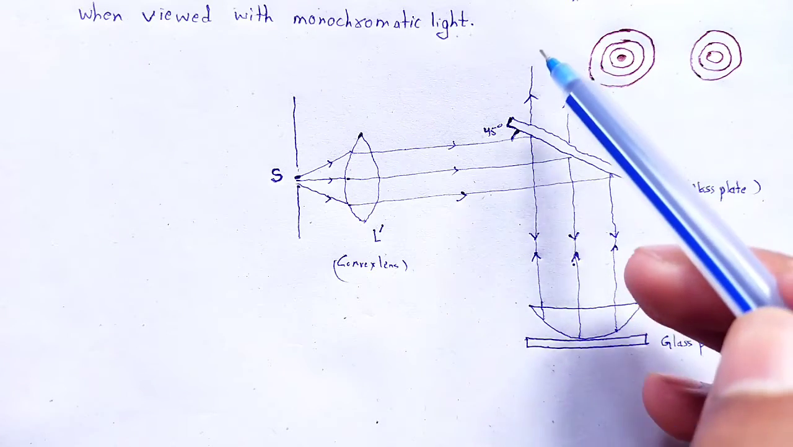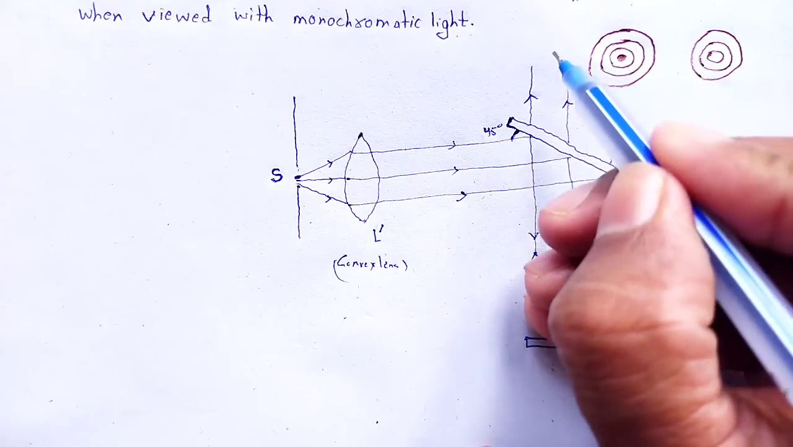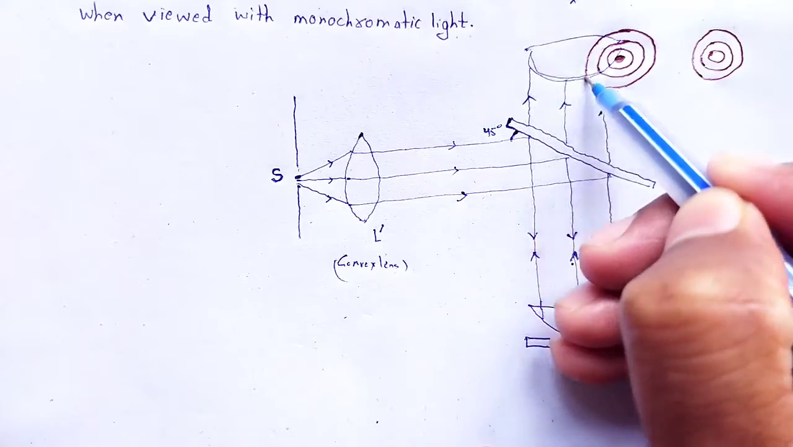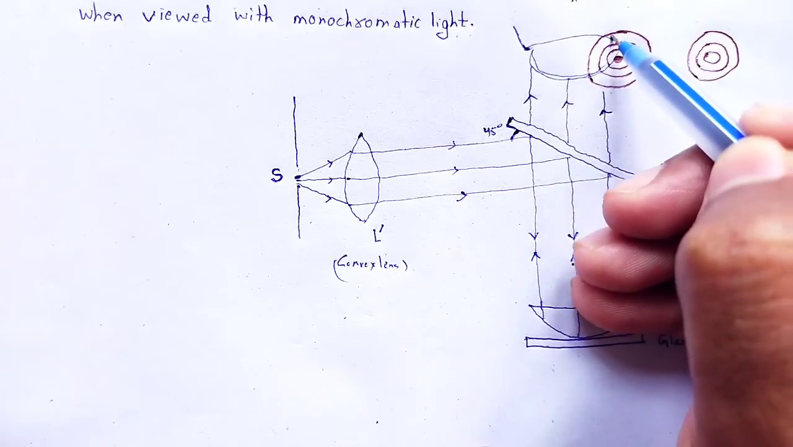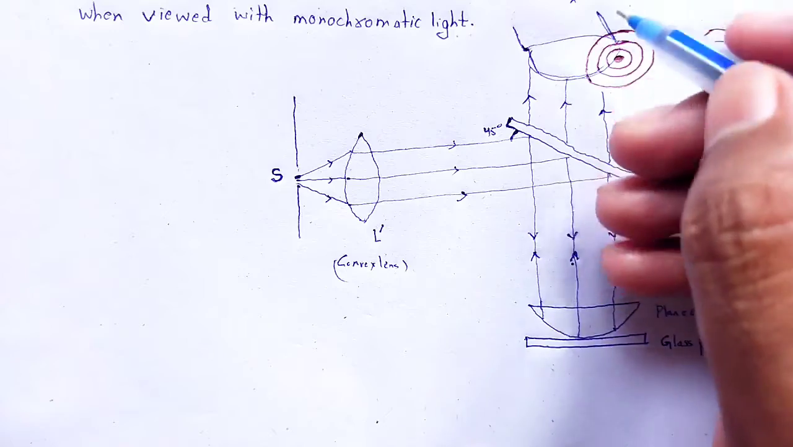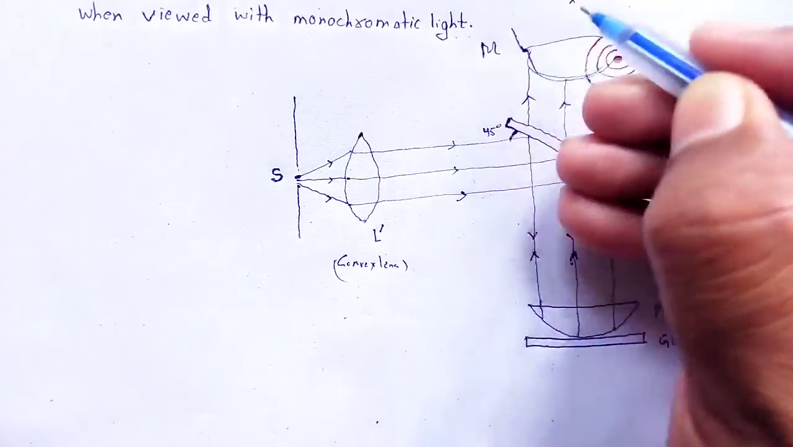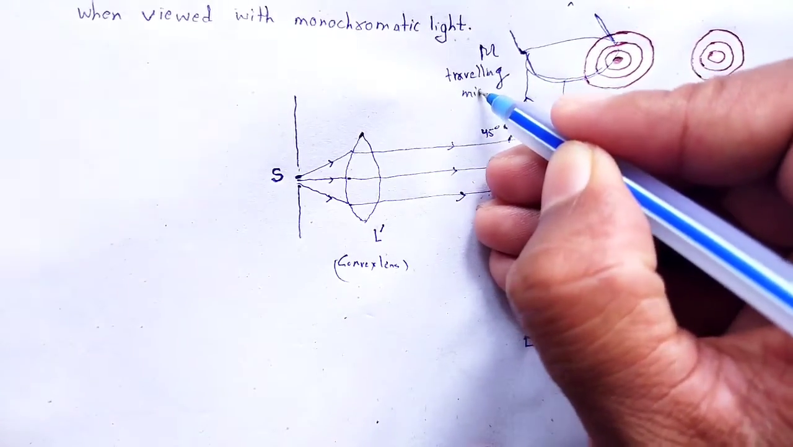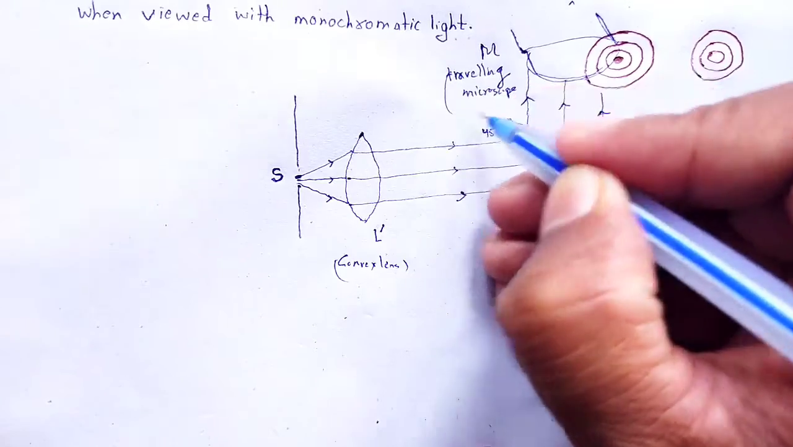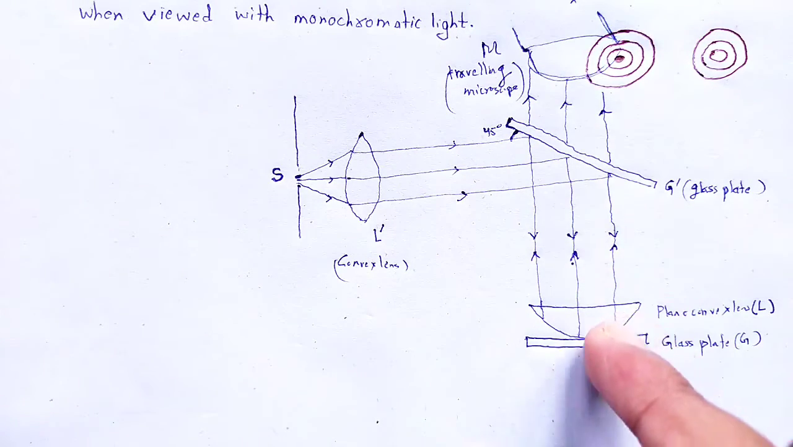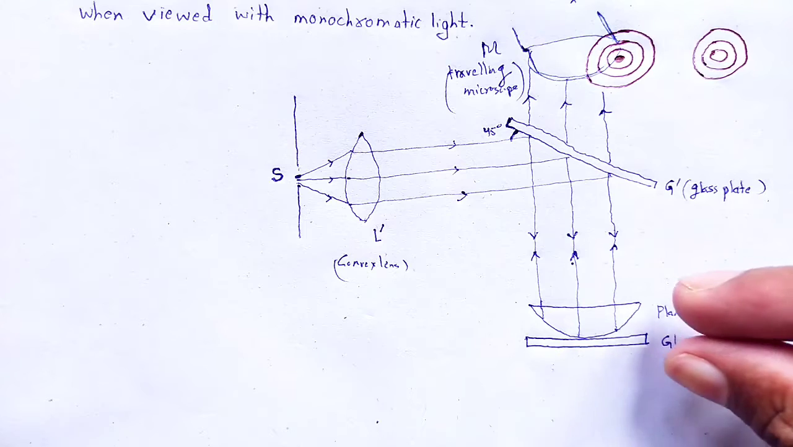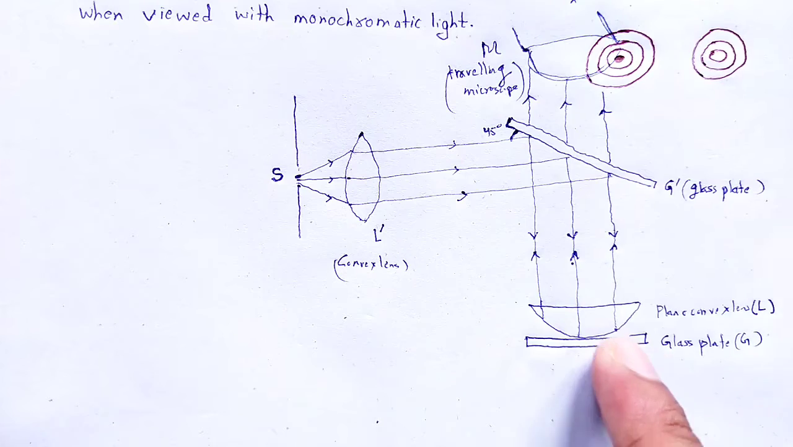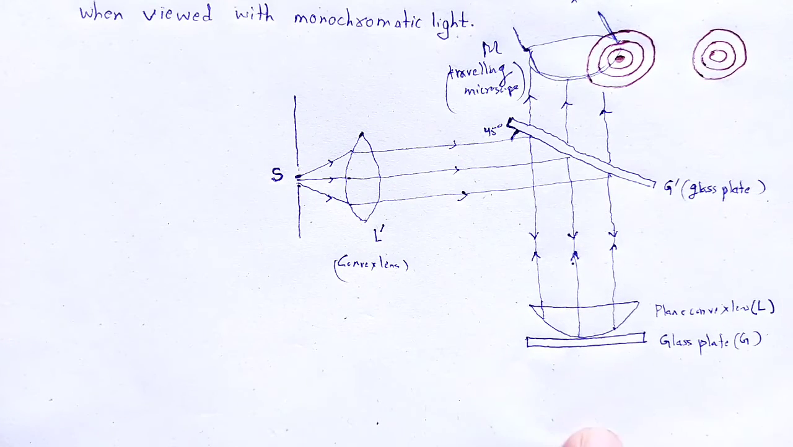Now we use a travelling microscope here. That one is the travelling microscope, to observe what type of interference pattern is produced due to Newton's setup, that is the plano-convex lens and glass plate. Here we observe the interference pattern.